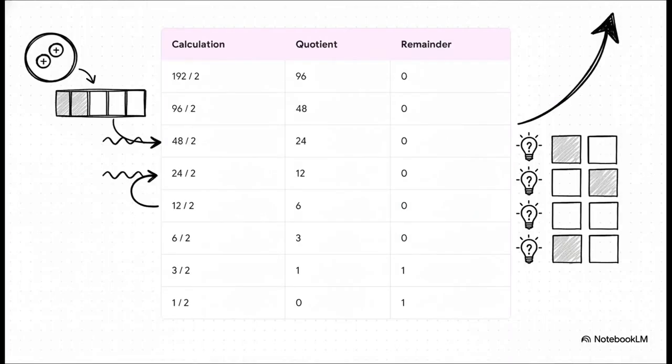Okay, so let's convert 192 into binary. We're just going to keep dividing by 2. So 192 divided by 2 is 96 with a remainder of 0. Got it. Then 96 divided by 2 is 48, remainder 0. And we just keep doing this all the way down the line until our main number, the quotient, hits 0. Now for the magic trick, read those remainders from the bottom up. What do you get? 1, 1, 0, 0, 0, 0, 0, 0. There it is, 11000000.